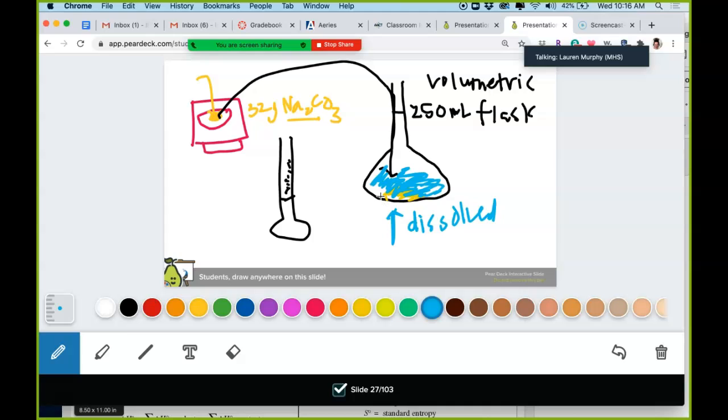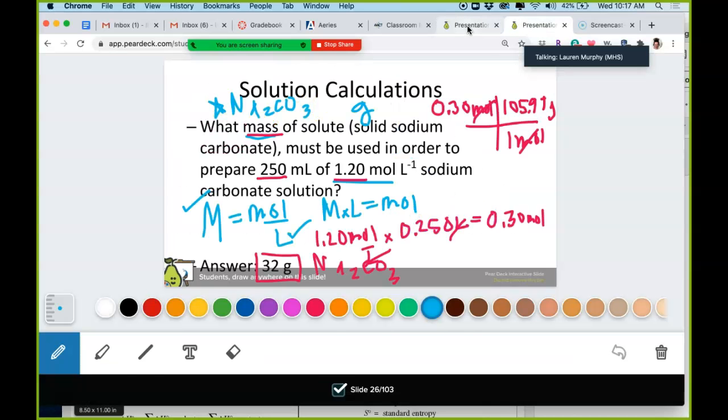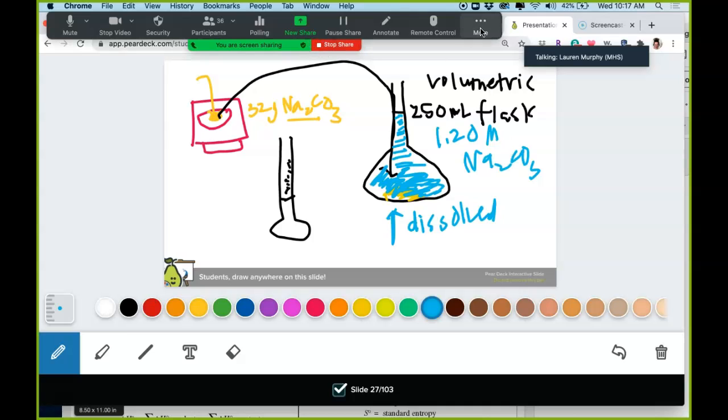So you add enough water to dissolve all of the solid, and then once the solid is completely dissolved, you can fill up to 250 milliliters with DI, or distilled, that's what it means, water, this pure water. And now you have made 250 milliliters of, let's see, what concentration was that solution? 1.2 molar. So you now have 250 milliliters of 1.2 molar sodium carbonate. Do you have any questions about how to prepare a solution?